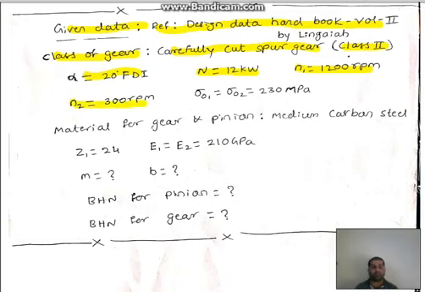Allowable static stress for pinion and gear is 230 MPa. The material for gear and pinion is medium carbon steel. Number of teeth on pinion is 24. Young's modulus for gear and pinion is 210 GPa. We are asked to find the moduli, the face width, and also the surface hardness for pinion and gear.